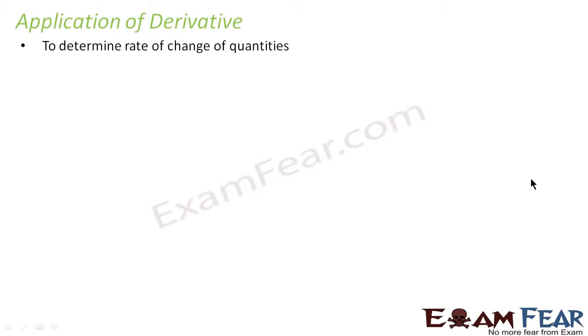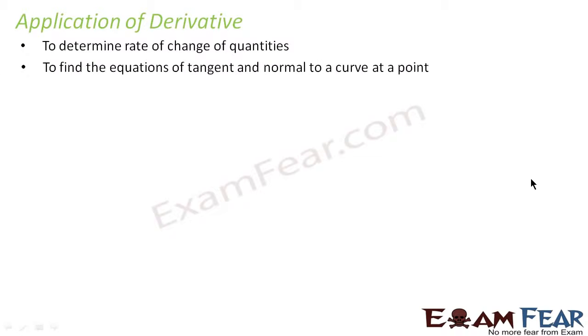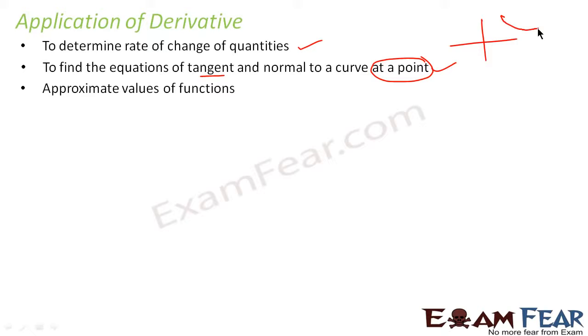To start with, application of derivatives is used to determine the rate of change of quantities. It is also used to find, as I told, the equation of tangent and normal to a curve at a particular point. Please note: tangent or normal to a curve at a point, because at this point this is my tangent, and for the same curve at another point, this is my tangent. So the tangent and normal vary from point to point. So this is a must. Also it is used to find approximate values. We'll discuss more about all these things.